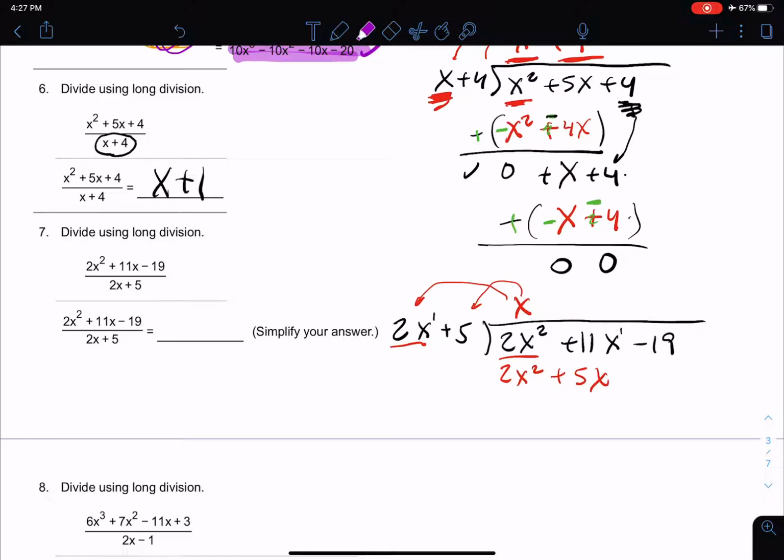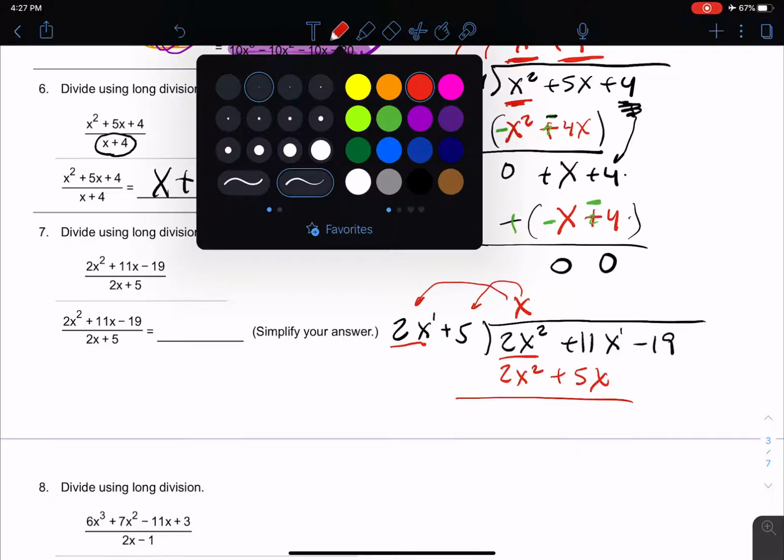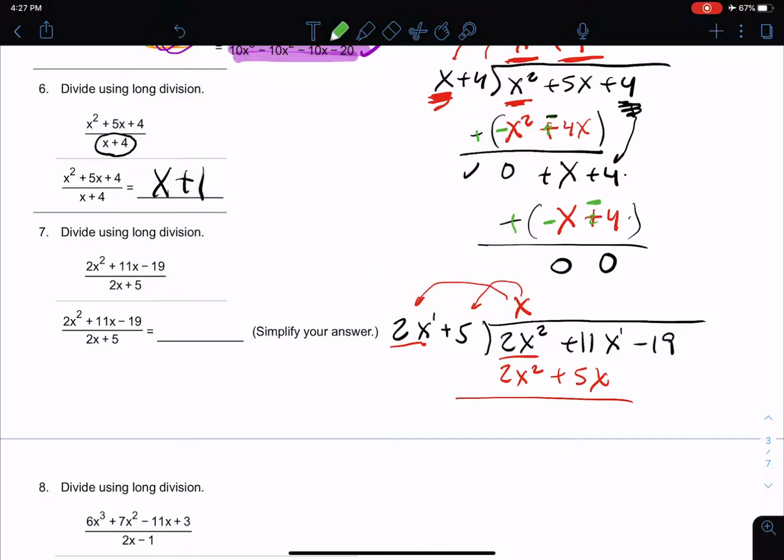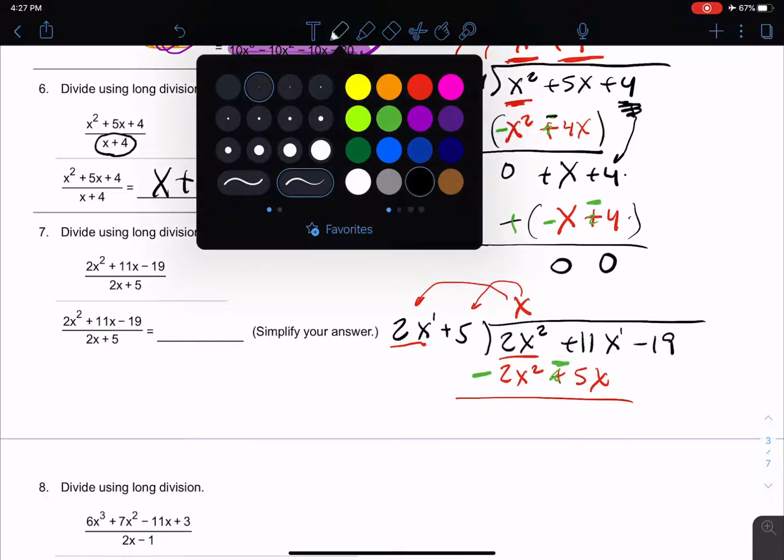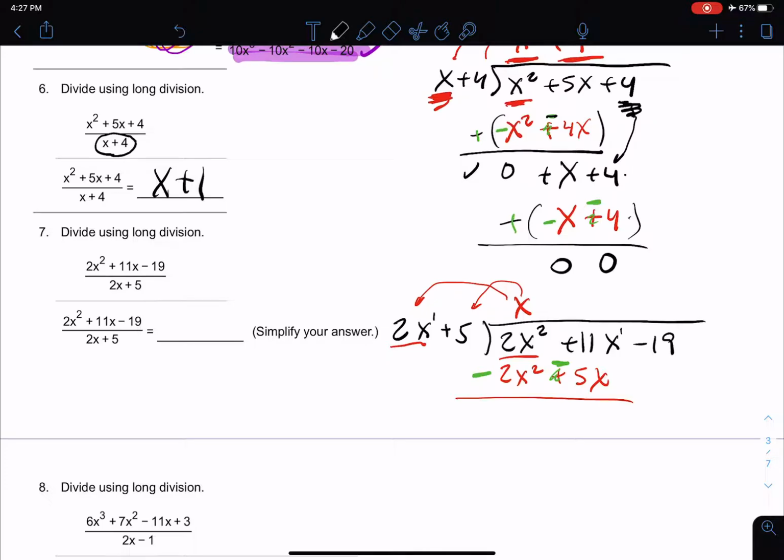So now our next step is polynomial subtraction. I'm just going to go right to the idea that if I want to subtract these, I just change their signs and add them up. So 2x squared, negative 2x squared, 0. Check, that has to happen. Next, I have 11x and a negative 5x, which gives me 6x. Now I've got to bring that negative 19 down.